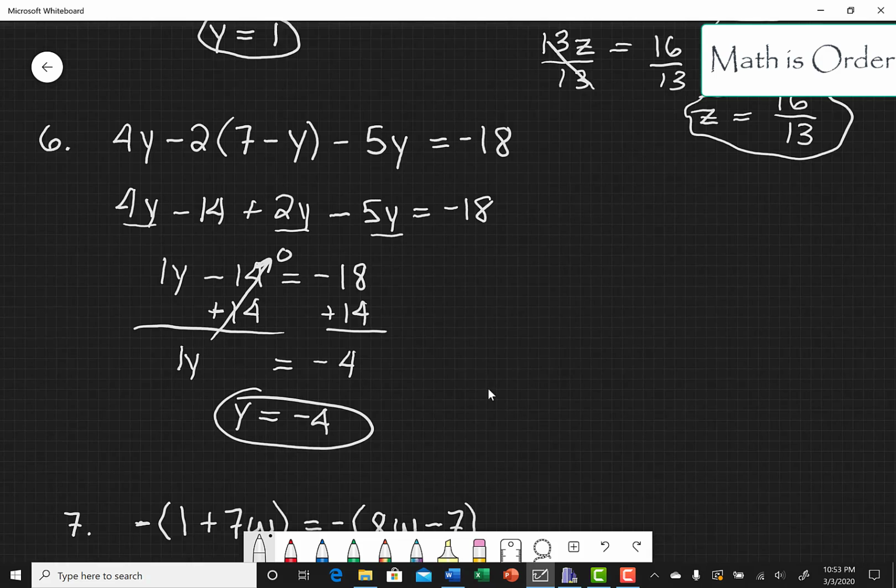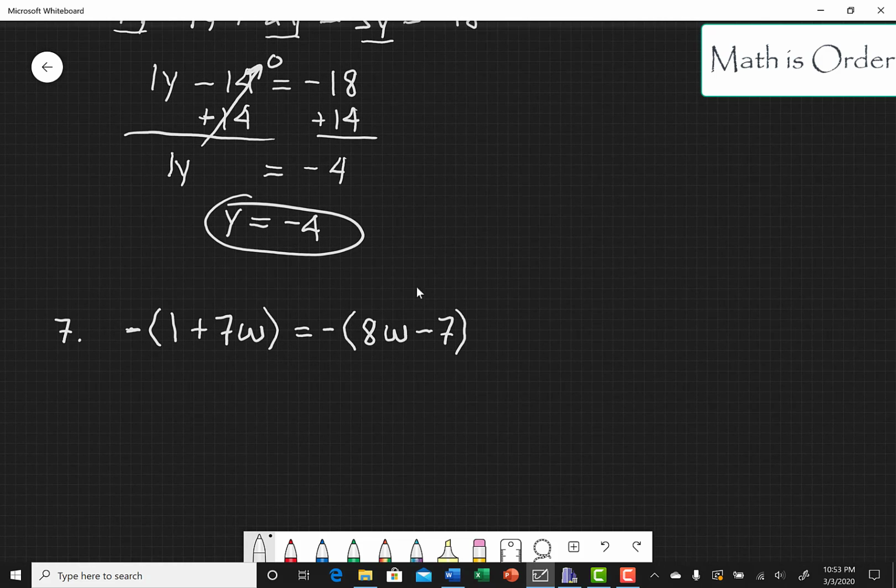Last one, right here, when they have a negative right in front of parentheses like that, there's an understood 1 there. Right? So all we're doing is multiplying that 1, negative 1, throughout the parentheses. So this will lead us to negative 1, negative 7w, equal negative 8w plus 7.